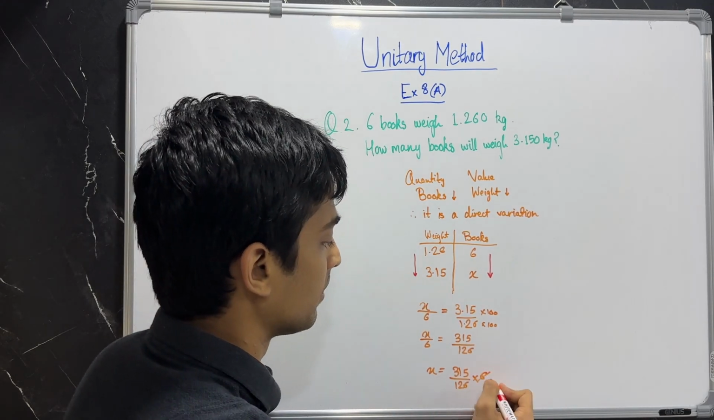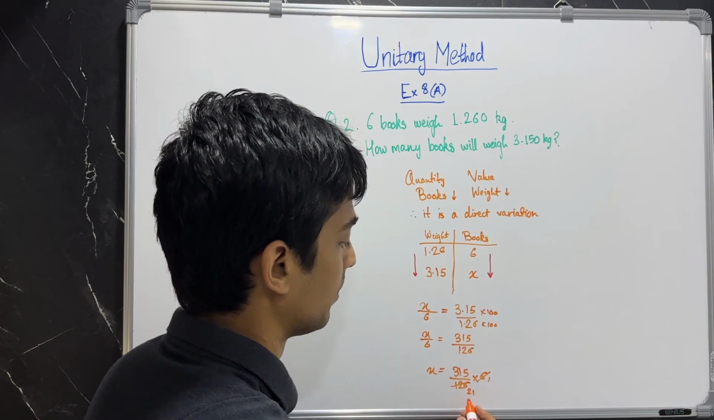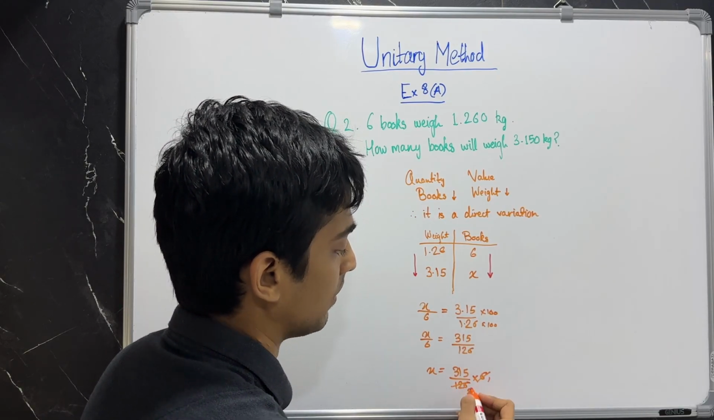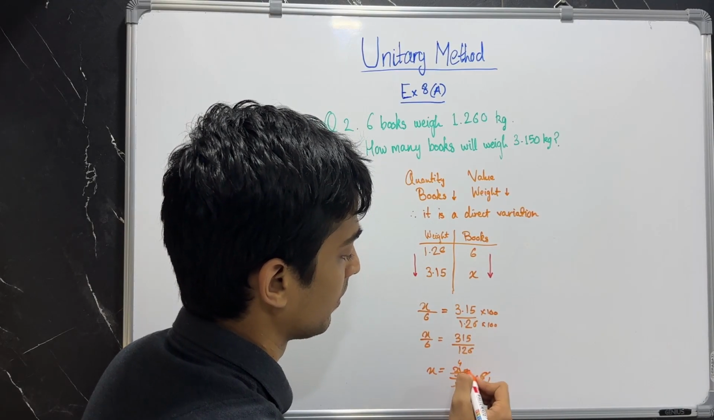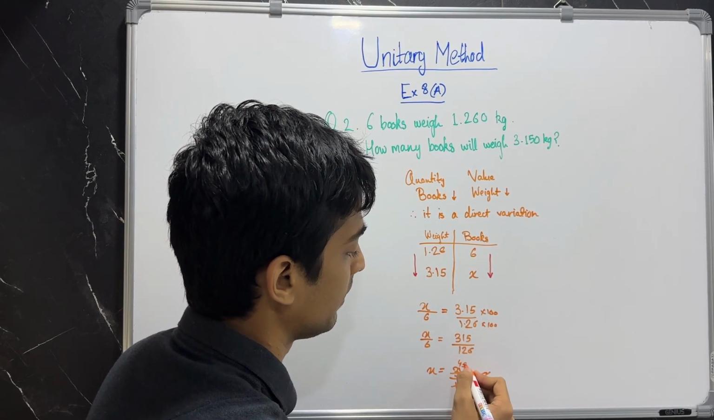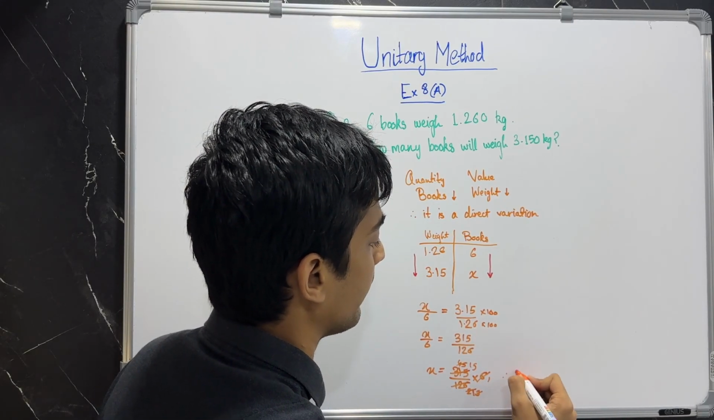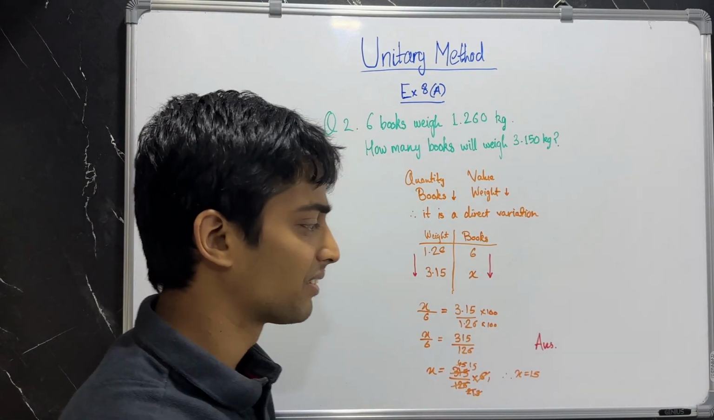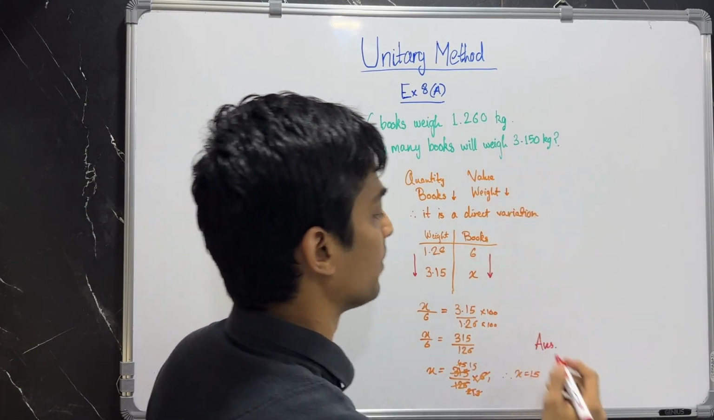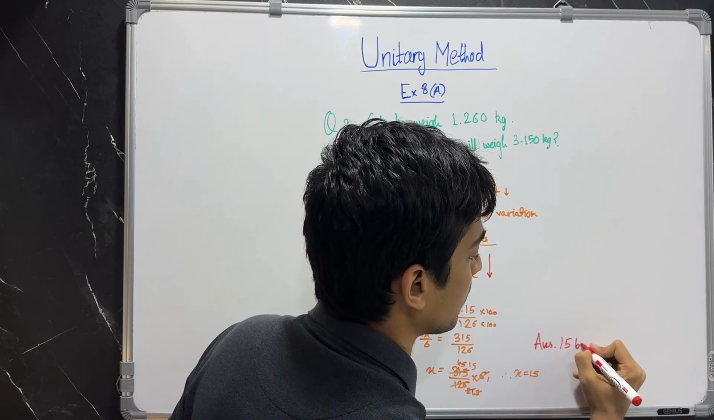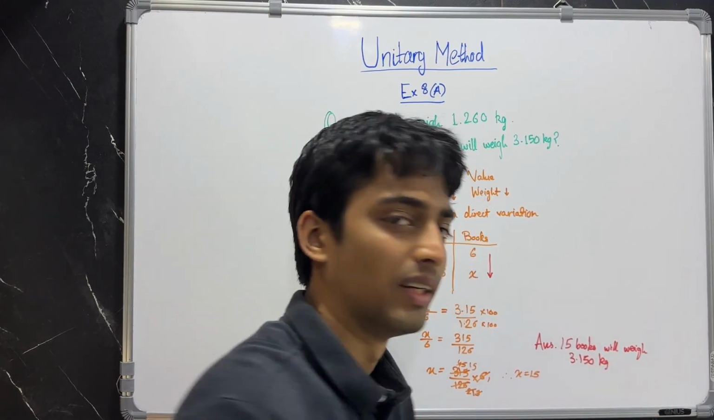We can cut this by 6. 6 ones are 6, 6 twos are 12. Now we can cancel by 7. 7 threes are 21, 7 fours are 28, 7 fives are 35. And 3 15. Therefore x is equal to 15. So we got x as 15. So the final answer is, they are asking how many books will weigh 3.150 kg. So the answer is 15 books will weigh 3.150 kg. Let's move on to the next sum.